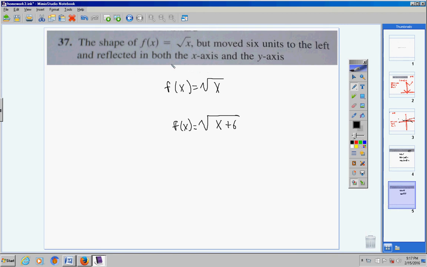Now, next, we're going to reflect it in the x-axis. Now, if you reflect something in the x-axis, you apply the negative to the outside. So it would look like this now. Negative. Got it? And then it says we're going to also have a reflection in the y-axis. Well, that means we're going to apply the negative directly to the x. However, if we do that, we must do it to everything inside the radical. So your final answer would be your positive x becomes negative, and your positive 6 becomes negative. If this would have been a negative 6, then it would become positive down here. Okay? And that's it, guys.